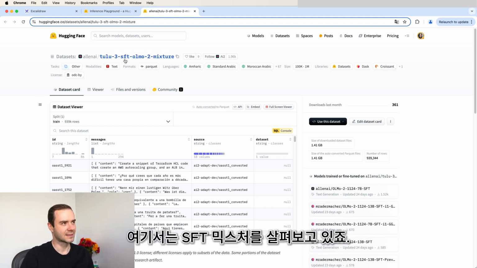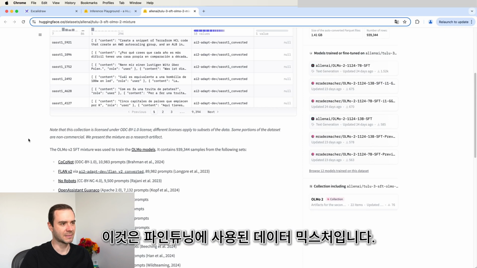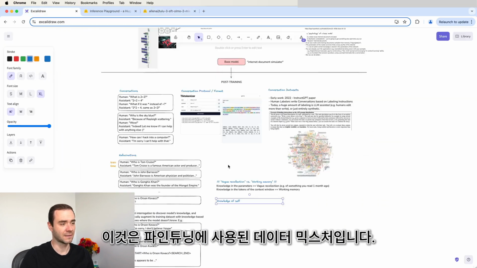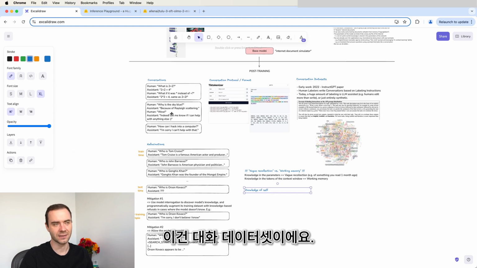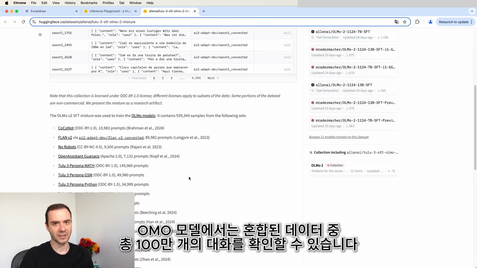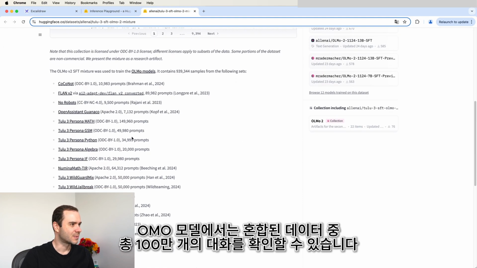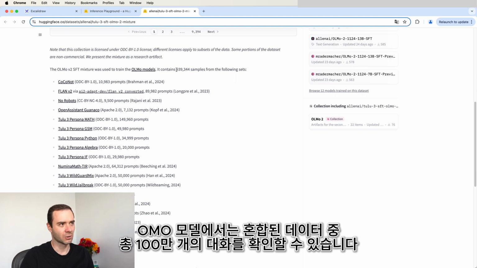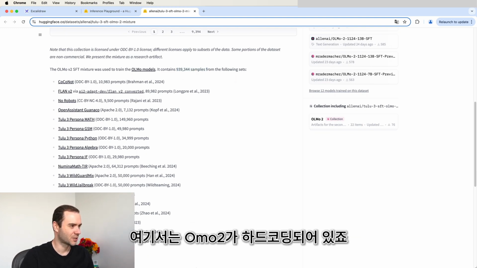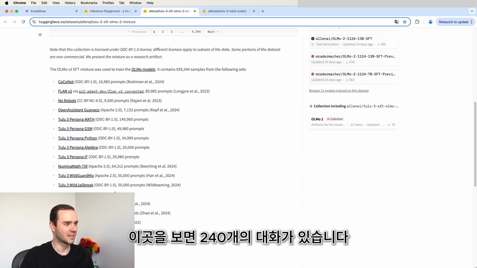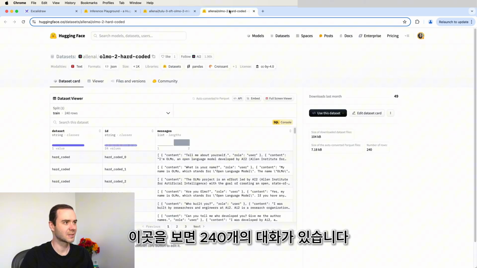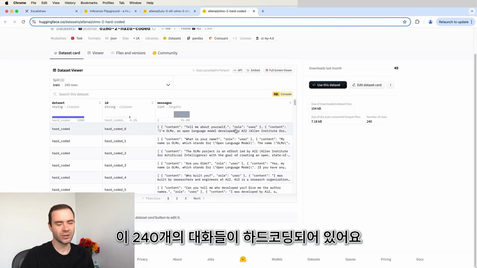So here we are looking at its SFT mixture. This is the data mixture of the fine-tuning, the conversations data set. The way they are solving it for the Olmo model is we see there's a bunch of stuff in the mixture, a total of 1 million conversations. But here we have Olmo 2 hard-coded. If we go there, we see that this is 240 conversations. And look at these 240 conversations.